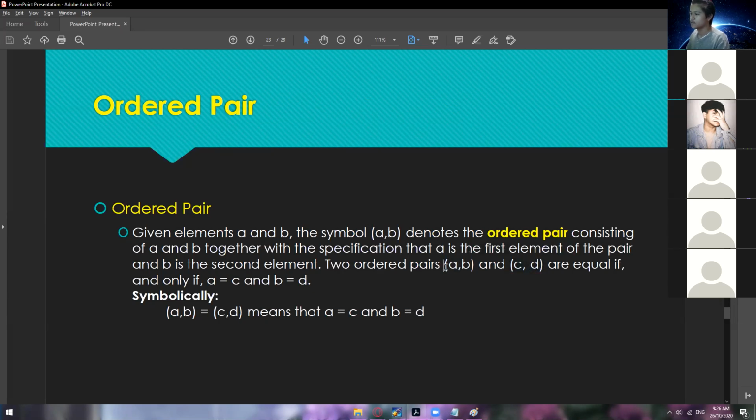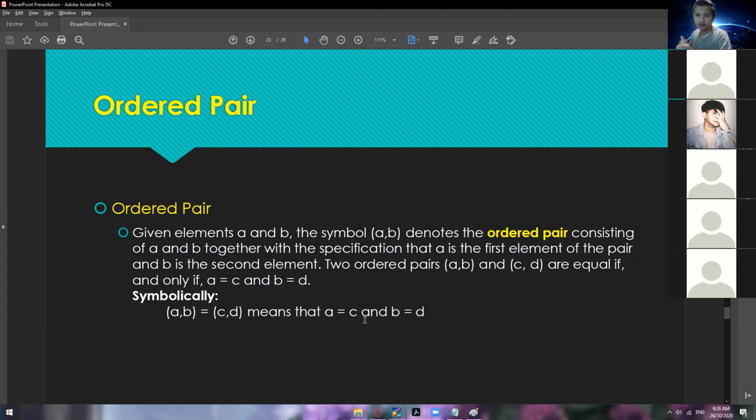Okay, so we could see that (A, B) is equal to (C, D) if and only if A is equal to C and then B is equal to D. Meaning the value of A is equal to C and then the value of B is equal to D. Okay? Kasi nga, first to first and then second to second. Okay? So you could write this one symbolically. (A, B) = (C, D) means that A = C and then B = D.